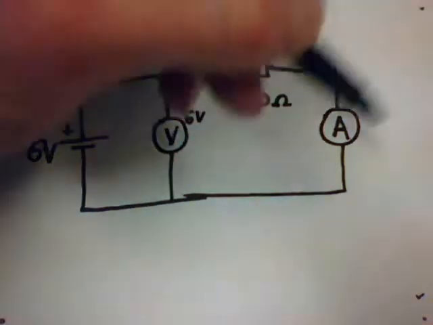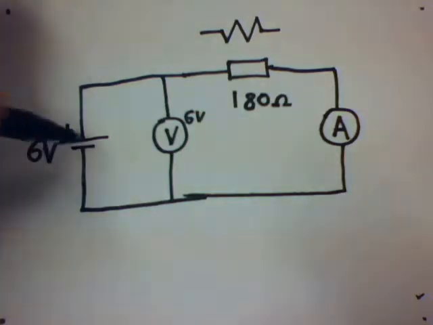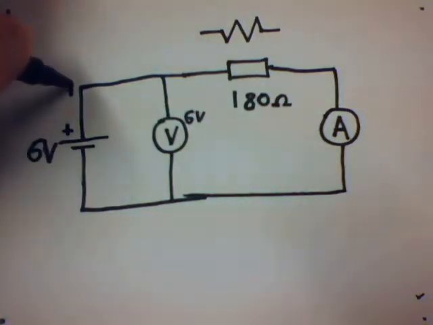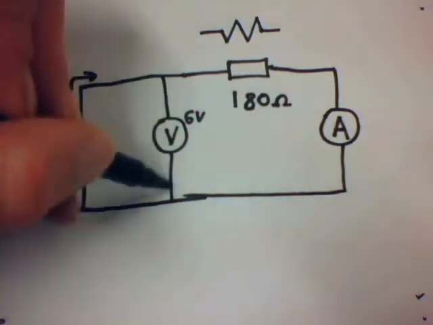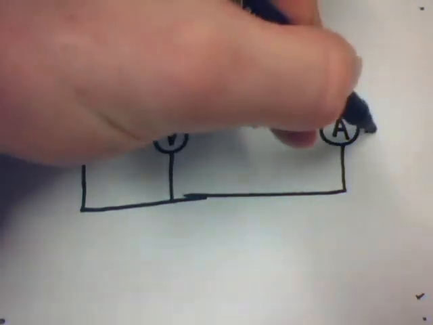So there we go. So the charge will flow, I'll just draw it this way, through here, okay, across the voltmeter, through the resistor and through the ammeter.